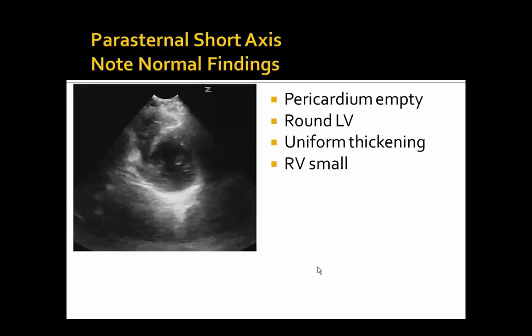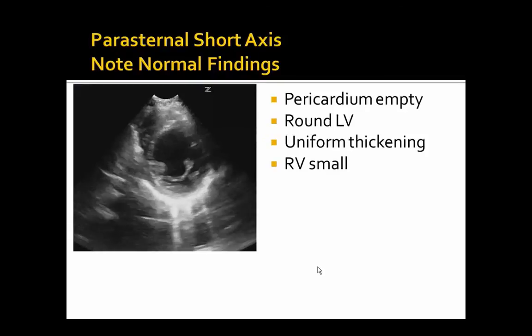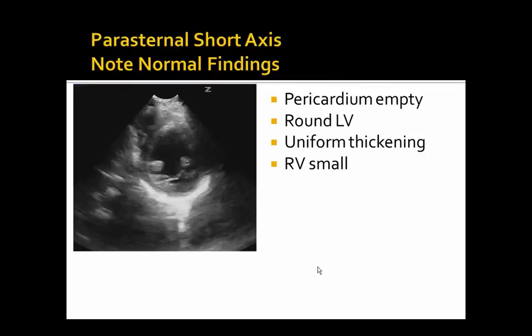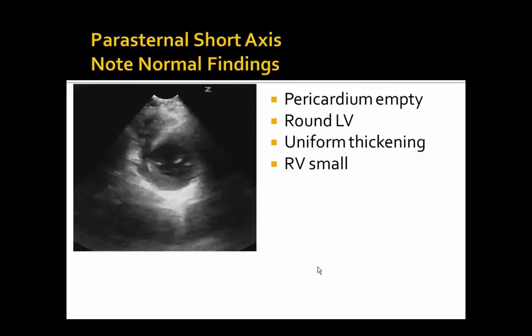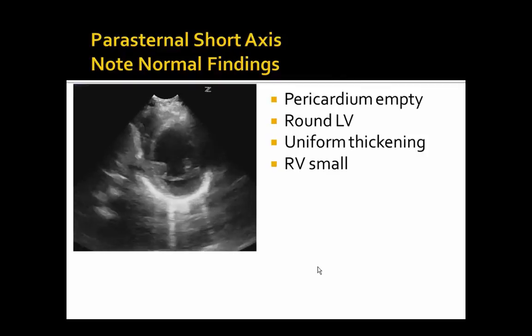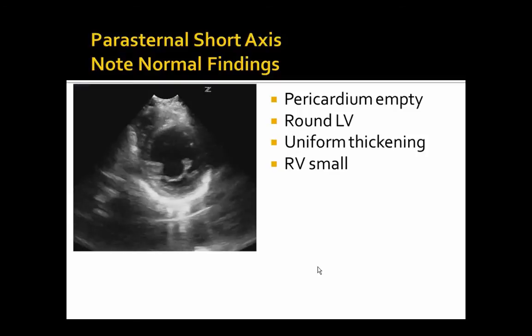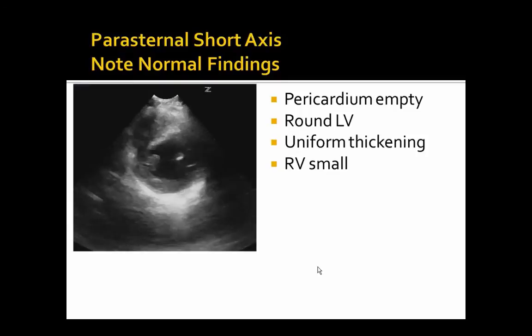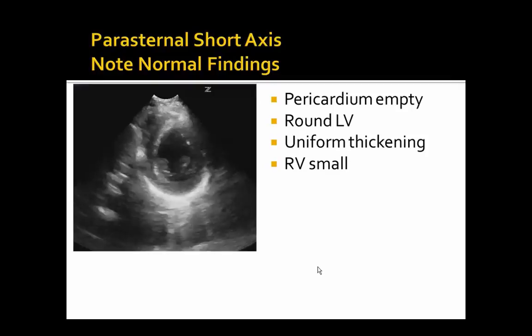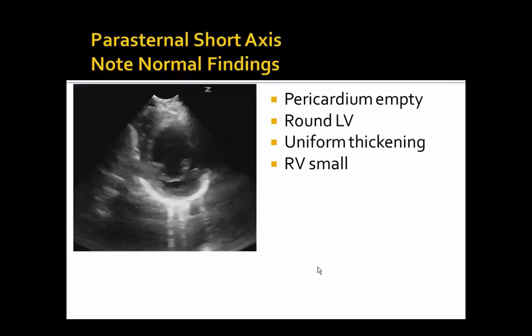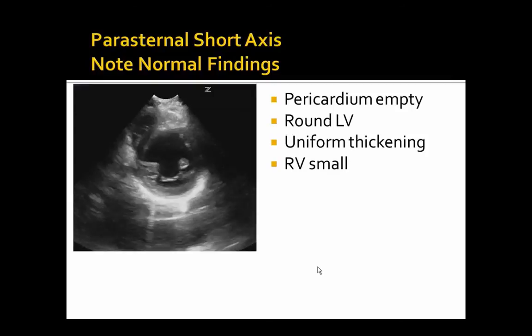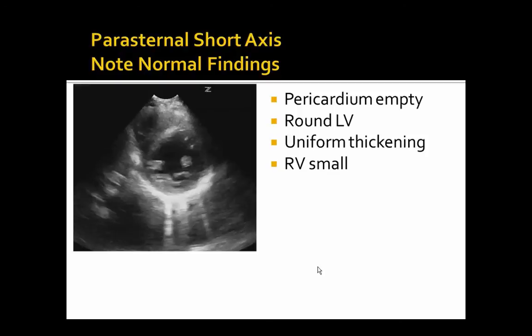So when you do these short axis views, again, go through your checklist of normal findings. The pericardium, it should be empty. The left ventricle should look pretty round. The thickening should be pretty uniform, and the right ventricle should be small, especially once you get down to that mid-ventricle. You shouldn't notice a big prominent right ventricle. If you do, then you've got to think about, is there something wrong with it?